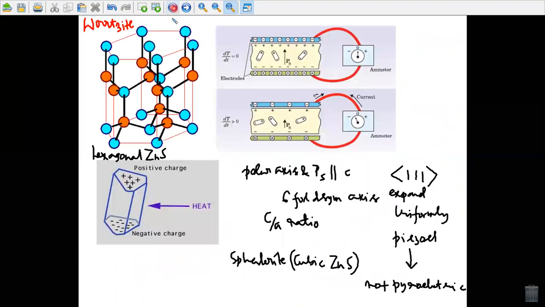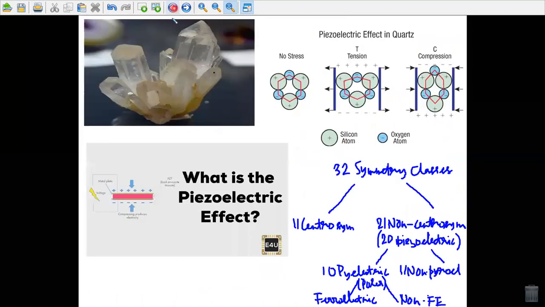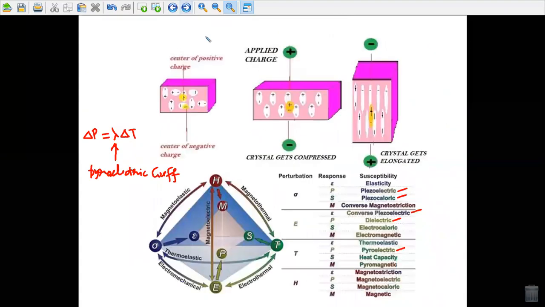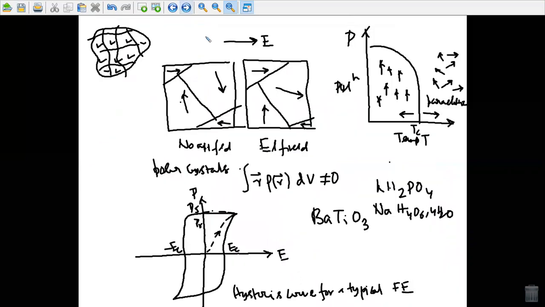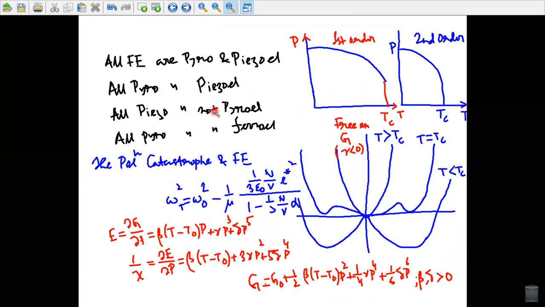This can also be inferred from this chart or diagram. Out of 32 symmetry classes, these 21 non-centrosymmetric crystals are our point of interest, out of which 10 are pyroelectric and 11 are non-pyroelectric. These 20 are piezoelectric crystals. So pyroelectricity comes under piezoelectricity, and ferroelectricity is a special case of pyroelectricity. This can also be inferred in this fashion.